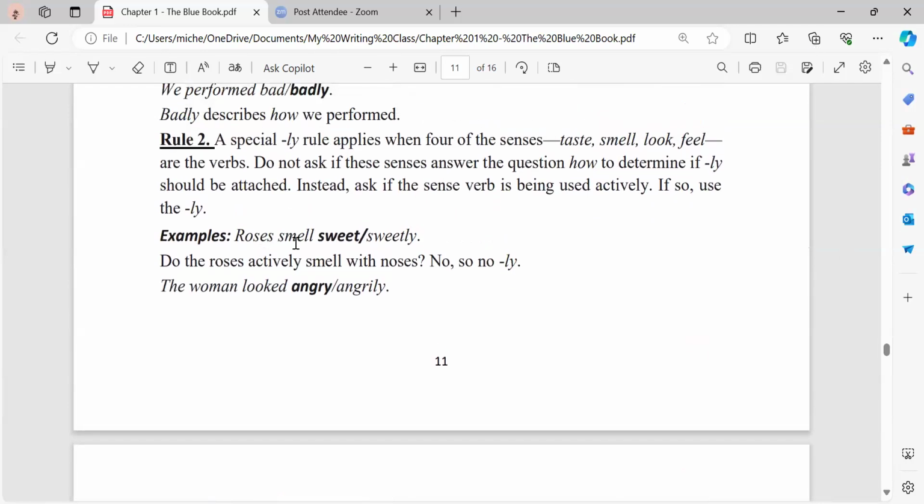Example number one, roses smell sweet. How, sweetly? And now we have to ask ourselves this: did the rose actively smell with a nose? No. So no ly.